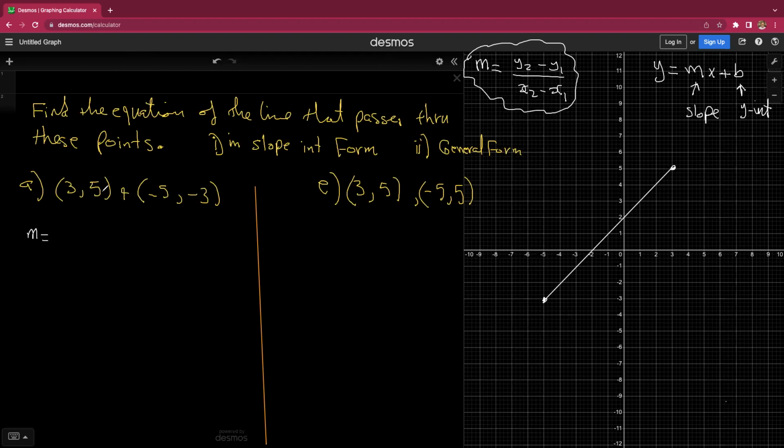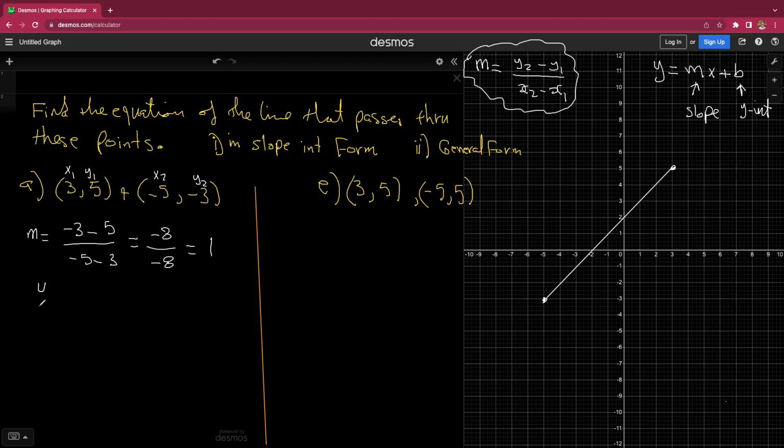Now I should go to my points here and label them. Label this as x1, y1, and this as x2, y2. And after that, I'm just filling in everything in here. So y2, which is -3, minus y1, which is 5, so -5. And then x2, which is -5, minus x1, which is 3. So here I'm getting -8 on the top, and I'm getting -8 on the bottom. So therefore, -8 divided by -8 is +1.